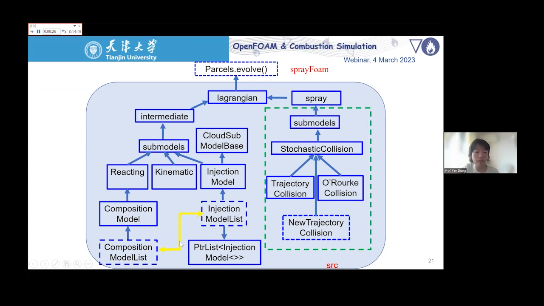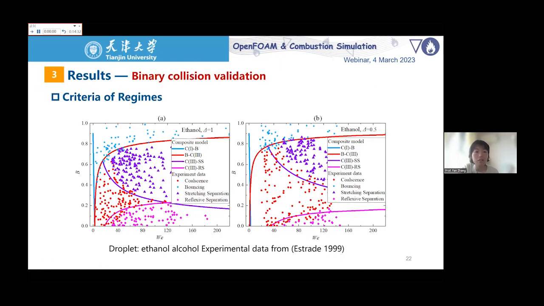On the left hand side, we combine the injection model list with the composition model list to consider the two injectors. They inject two different mixtures. Okay, now let's look at our results. First, we want to validate the binary collision.